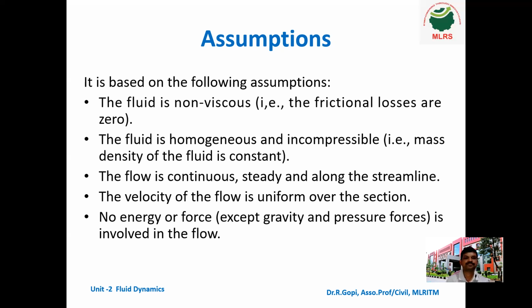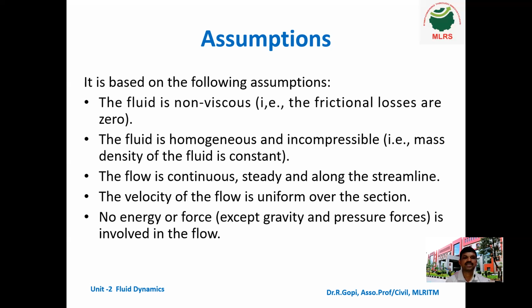Next, the velocity of the flow is uniform over the section. So this equation is not applicable for varying cross section pipes. If you take a varying cross section, the velocity keeps on changing. If the cross section at one end of the pipe is very small, the velocity is high. At the other end, the cross section is larger, which means the velocity is slow. So for a uniform cross section pipe we have to use this.